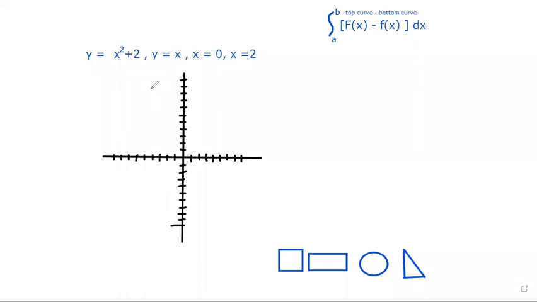So the first thing we want to do, I'm just going to sketch y equals x squared plus 2. That's a parabola shifted up 2 units. I'm going to try to draw that as perfectly as I can. Okay, now we have y is equal to x. Now, if we know y equals x, we know that's a straight line going directly through the origin. Okay, so now we want to graph x is equal to 0, and we also want to graph x is equal to 2.